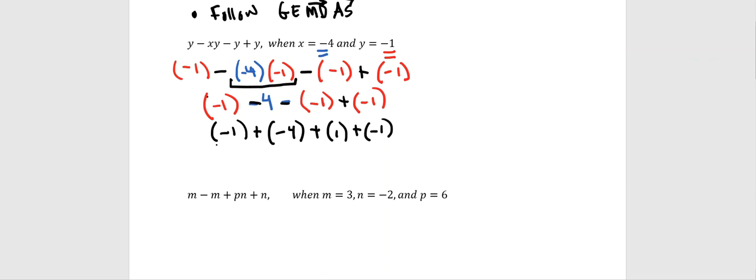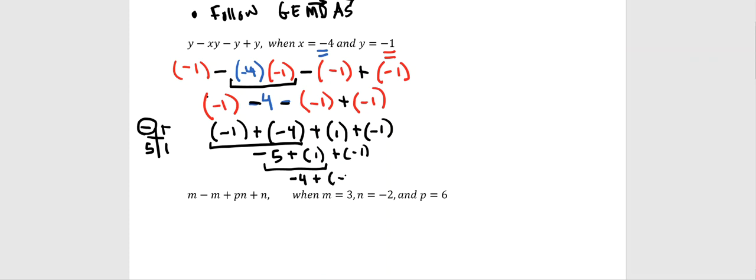And now we can just move left to right. So -1 plus -4 is -5 plus 1 plus -1. -5 plus 1, if I need the scoreboard, there's a negative, there's a positive. I have my 5 on the negative side, my 1 on the positive side. The negative wins out, and the difference of those numbers is -4 plus -1.